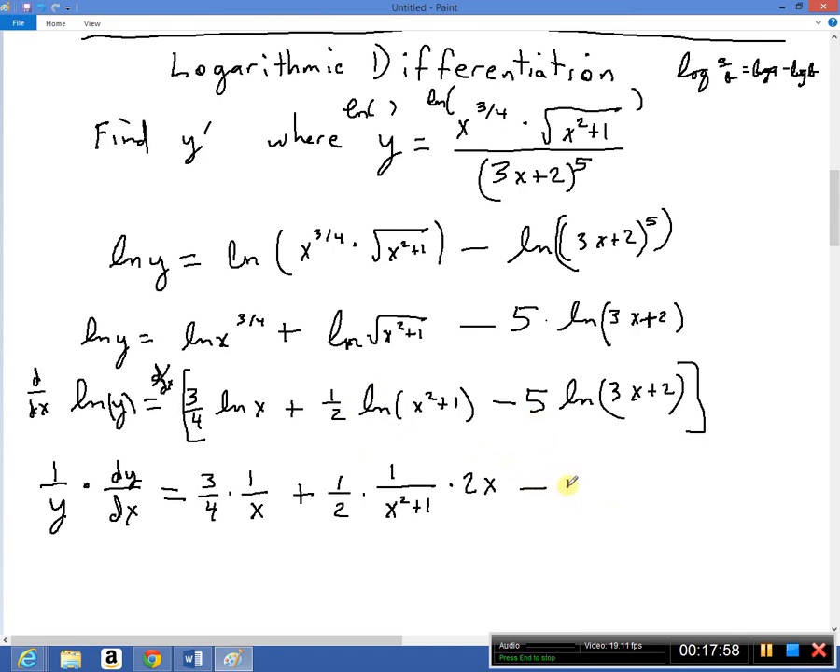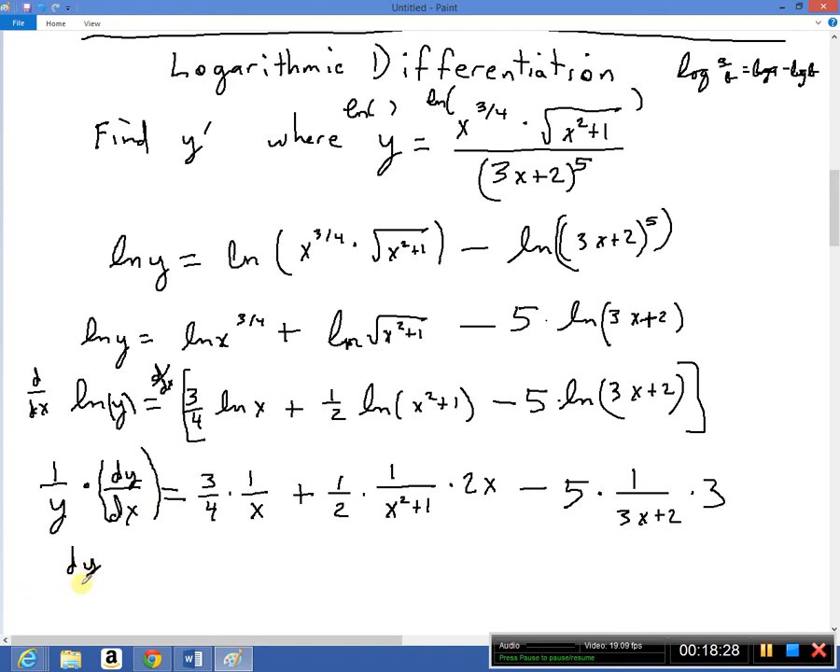Minus, once again, 5 is a multiplier, so it sits there, times the derivative of log of anything gives me 1 over that anything. And then the chain rule comes along and says, oh, you got to multiply by the derivative of what's inside. Big deal. That gives me a 3. Okay, well, I'm about done, believe it or not, because here's dy dx, so I can solve for it.